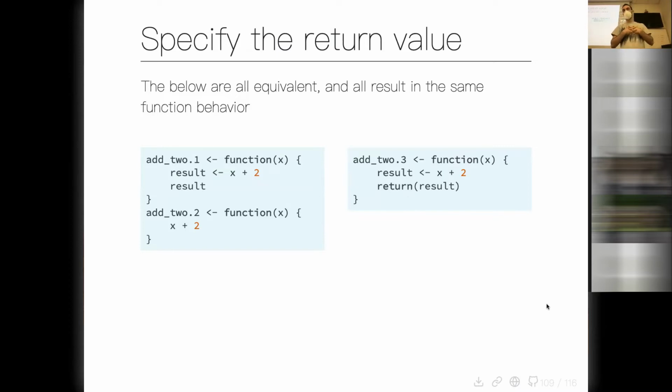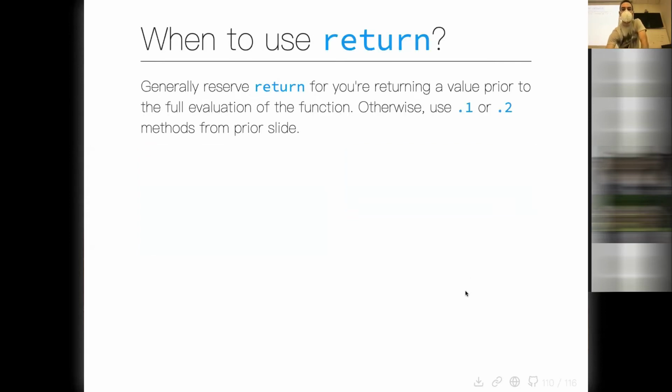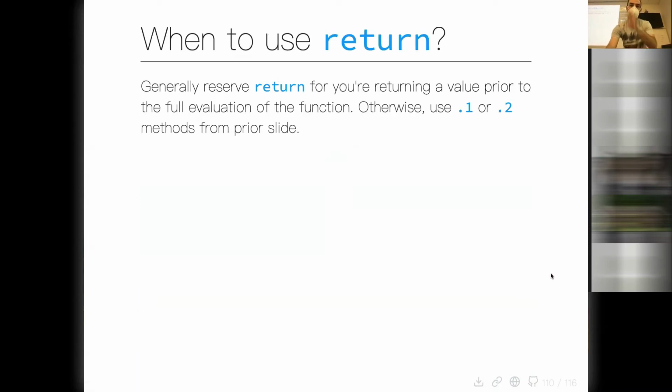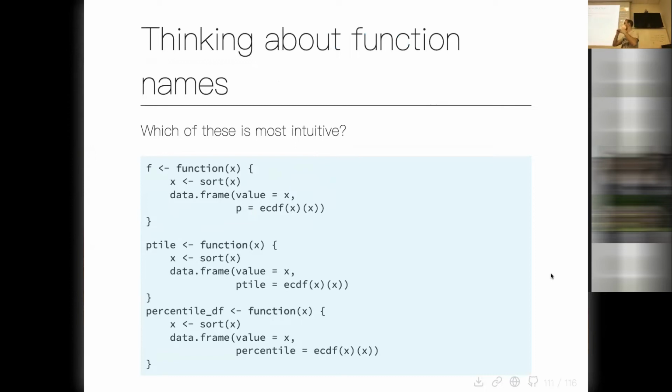But I think it's preferable because then when you see return within a function, you generally know that's because there's something that is making you early exit out of the function. So when to use return? Well, I've already mentioned that. You do it when you're doing an early return.